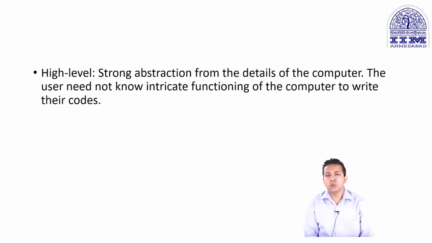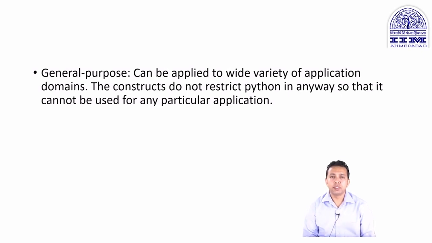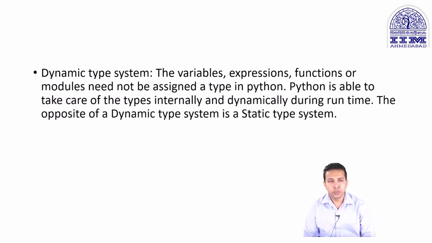It is a high level language. The reason why we are calling it a high level language is because there is a strong abstraction from the details of the computer. You really do not need to know what is going on in the background. General purpose, as the name says, Python is used in a wide variety of application domains. For example, it is used in web development, data science, statistics, machine learning, artificial intelligence, and almost every area that you can think of, Python is very commonly used.